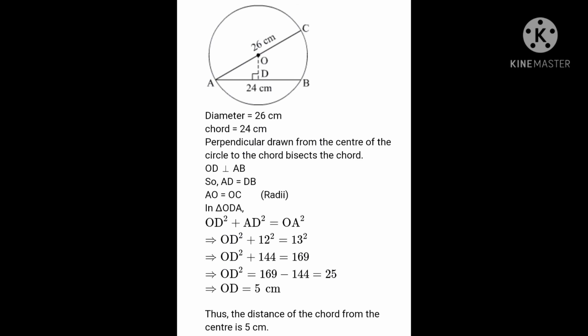So therefore OD is 5 centimeters. Square root of 25 is 5. Thus the distance of the chord from the center is 5 centimeter. So the answer is, the distance of the chord from center is 5 centimeter. Okay. Move to the next question.